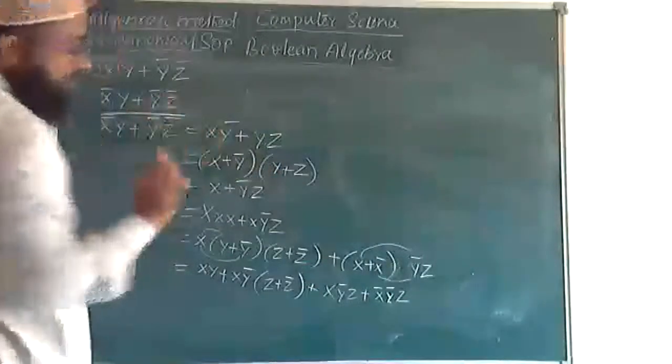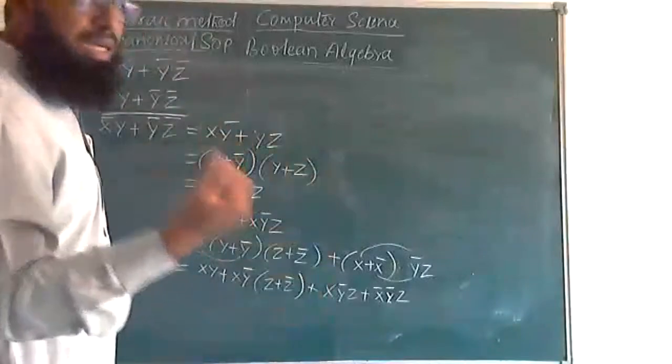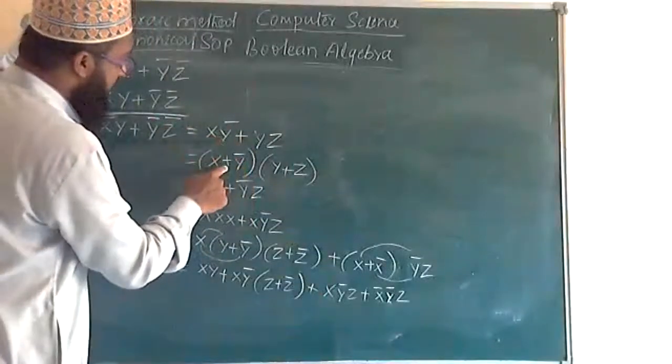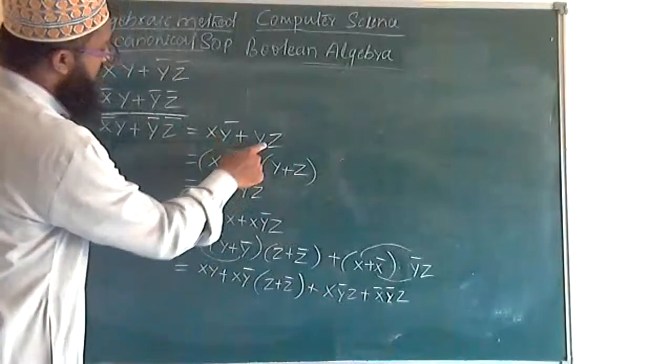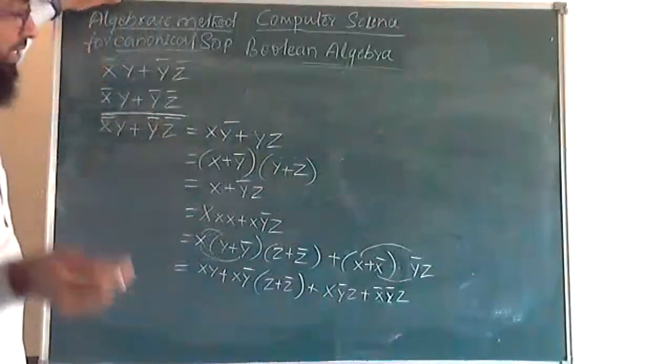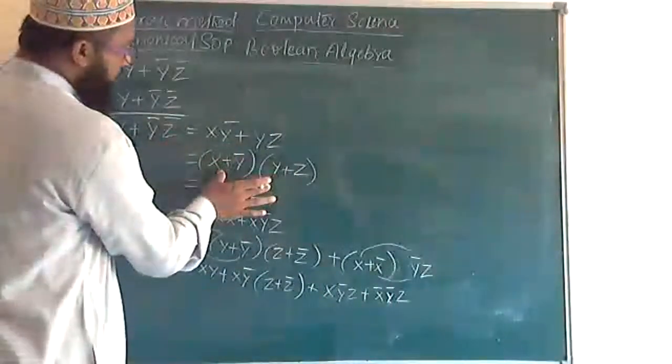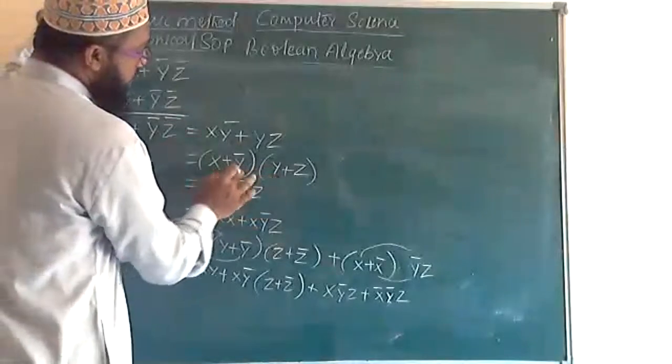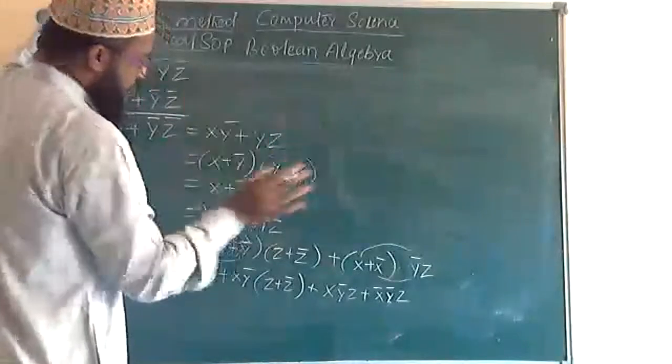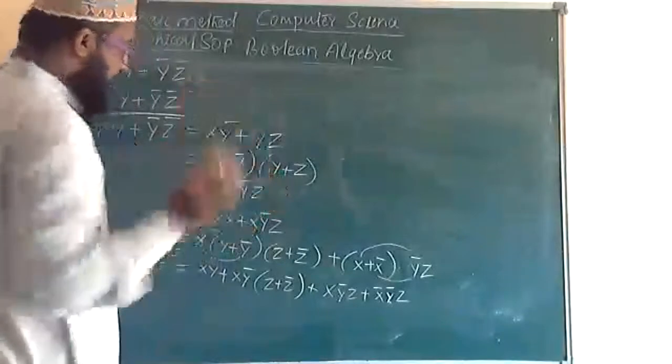Then change each OR sign to AND sign, and each AND sign to OR sign. So wherever AND is there, change to OR; where OR is there, change to AND; where AND is there, change to OR. Then according to the distributive law, x plus yz is equal to (x+y)(x+z). Based on this, we have taken the result of this here.